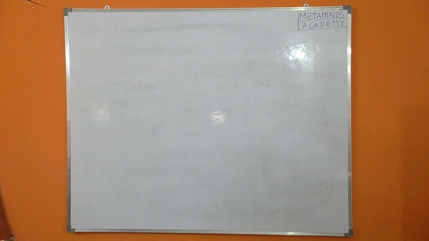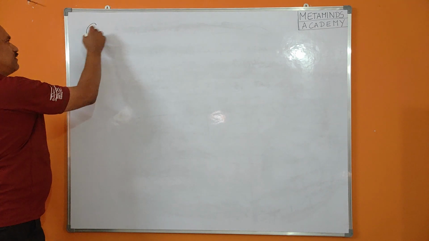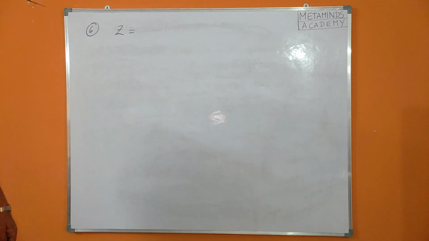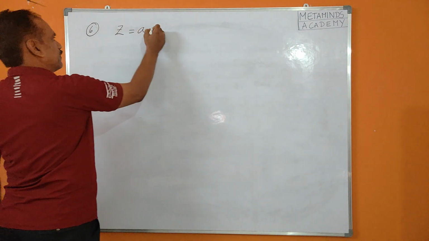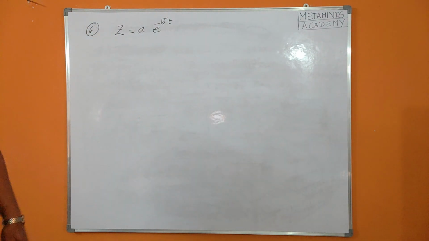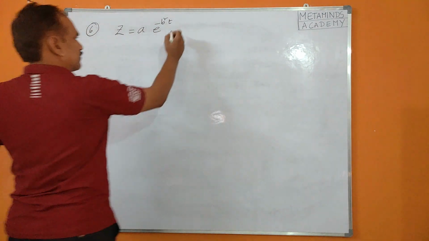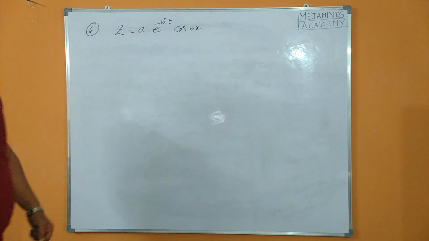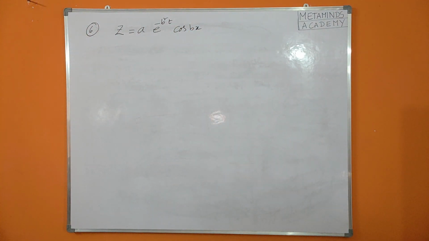Let's take one more problem, which is somewhat different. z equal to a e power minus b square t into cos bx.